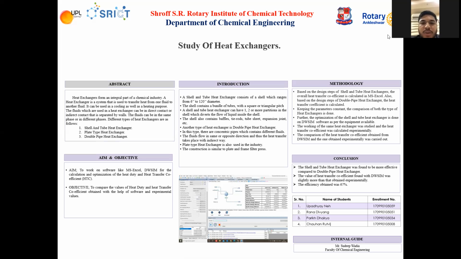After this, by applying the same parameters on the DWSIM simulator, we also checked the heat transfer coefficient, and we found that in both we can obtain a similar heat transfer coefficient. Here the DWSIM simulator figure is shown.